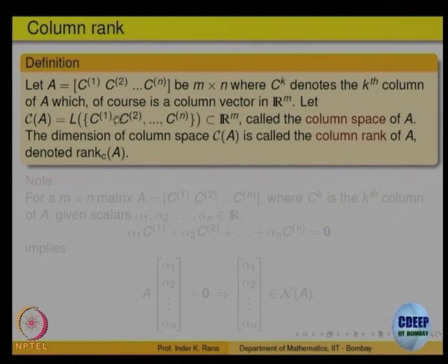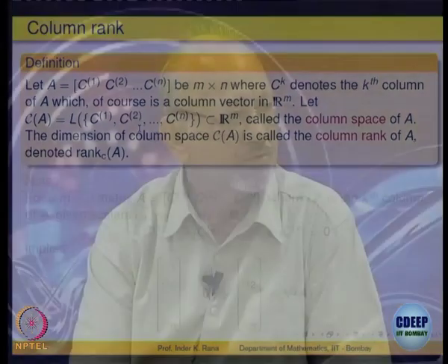These are the column vectors. So, look at the space spanned by the column vectors. Each column vector is a vector in R m, right, m components are there. So, you get a vector space which is inside R m. That is called the column space. So, the column space is a vector space in R m, and the row space is a vector space in R n.